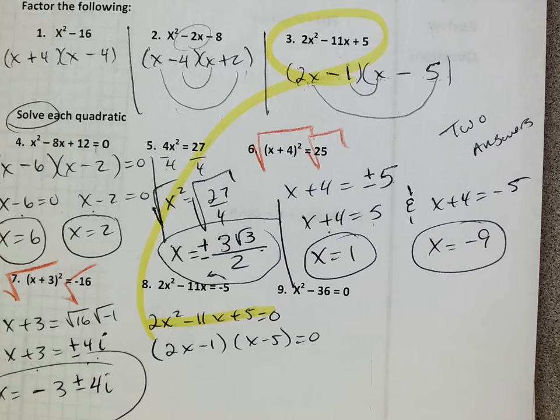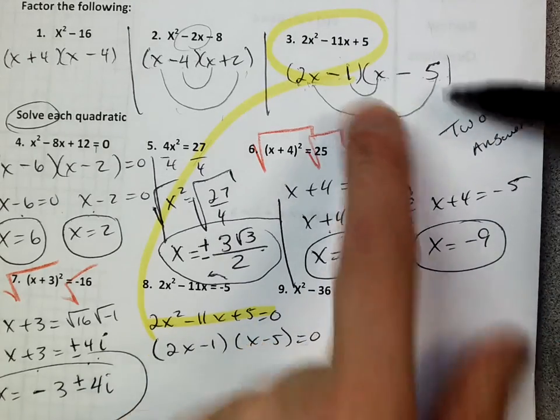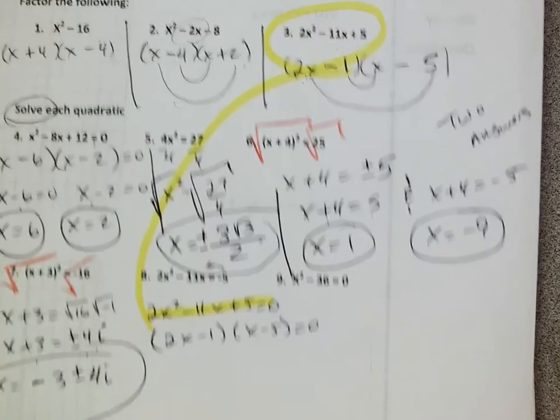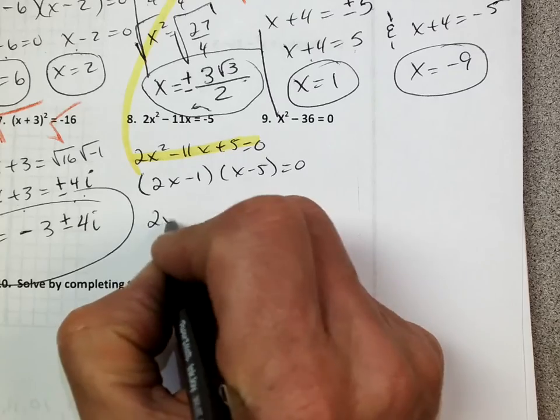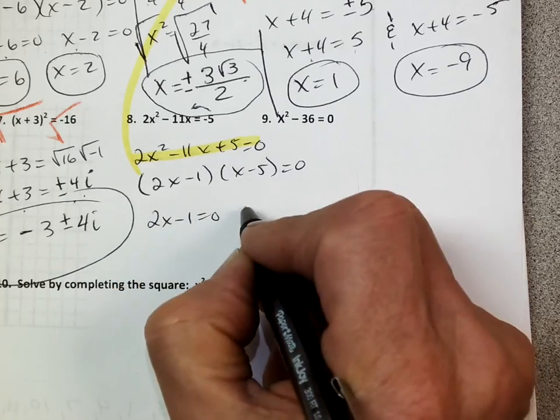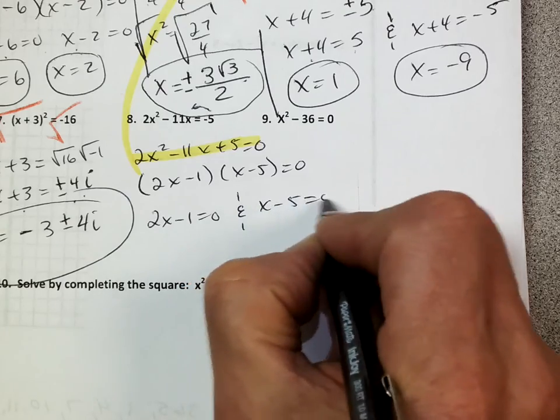So now the only other step I have to do is just solve it, right? I've already factored it. I already did that whole thing up here. So it does factor, but now what I'm going to do is solve it. So I've got to have 2 answers. So I have 2x minus 1 equals 0 and x minus 5 equals 0, right?